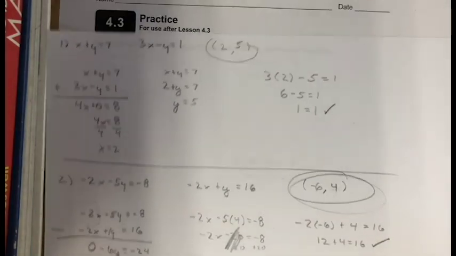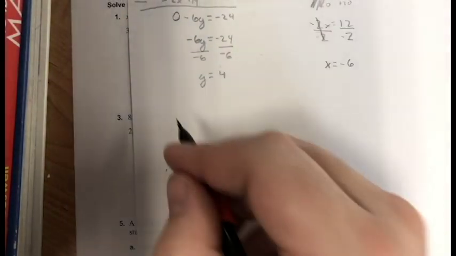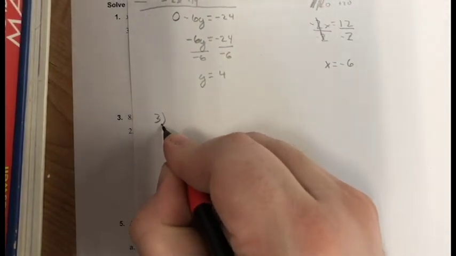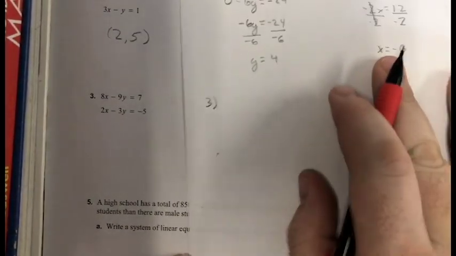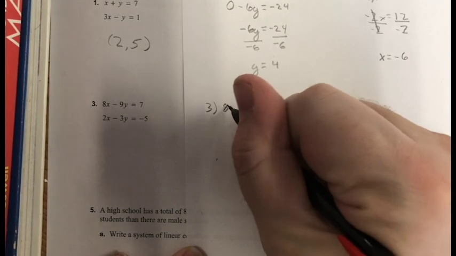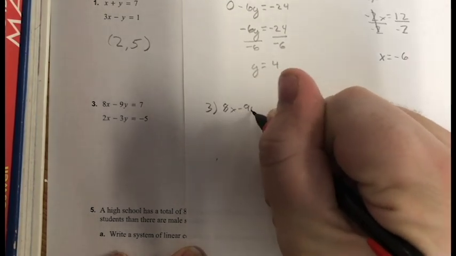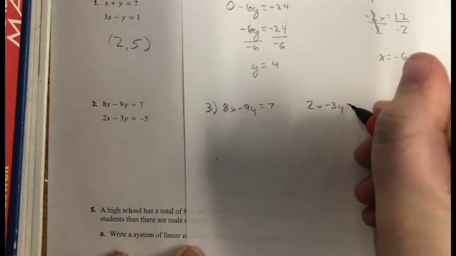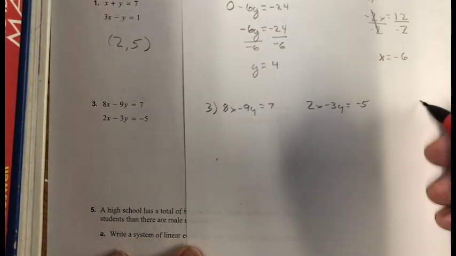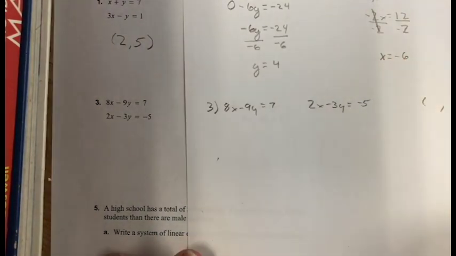All right, number 3. Now, we'll do the same thing. We'll write it off to the side so I know what it is. 8x minus 9y is equal to 7. 2x minus 3y is equal to a negative 5. And my job is to find what the ordered pair is.